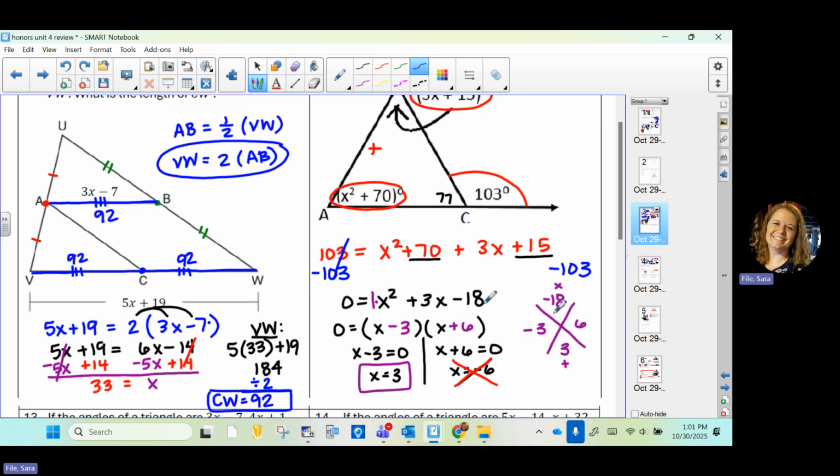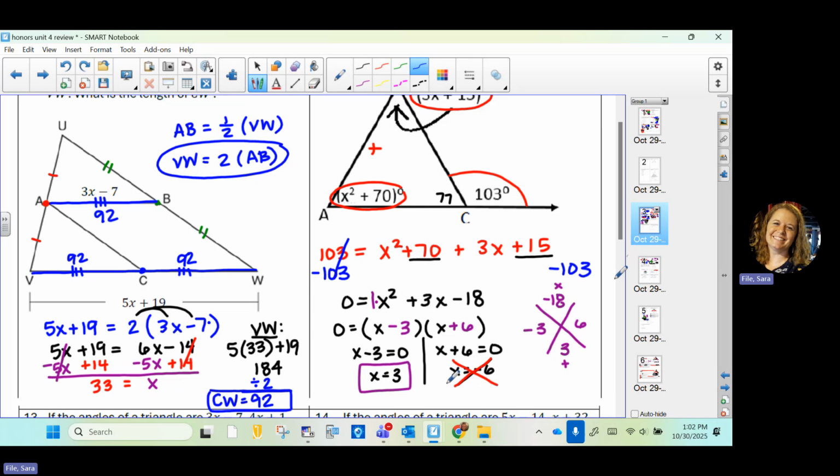You don't have to do it in this format. This is just a way to organize. But you're looking for what multiplies to A times C. A is an understood 1 here. So A times C is negative 18. And then your B value is positive 3. So what multiplies to negative 18, but adds to positive 3, is negative 3 and 6. So this factors to X minus 3 and X plus 6.